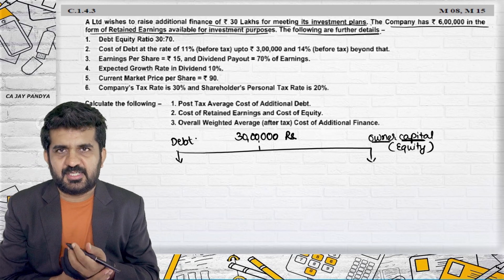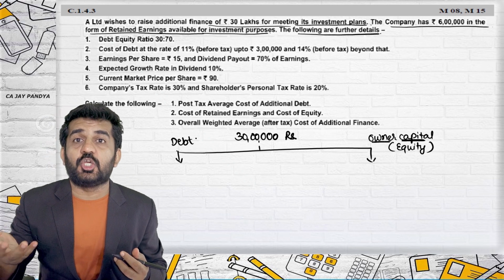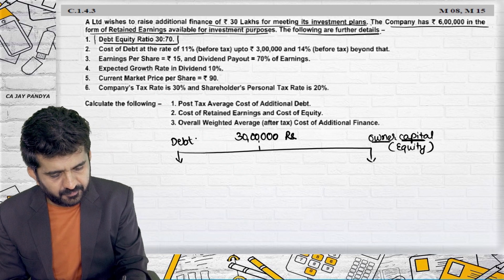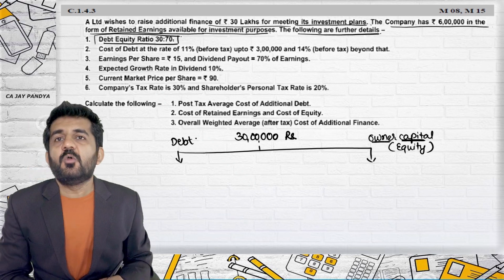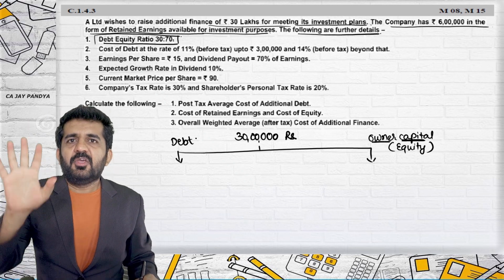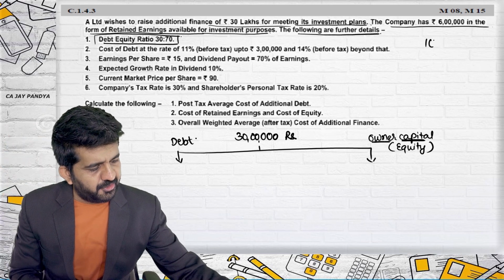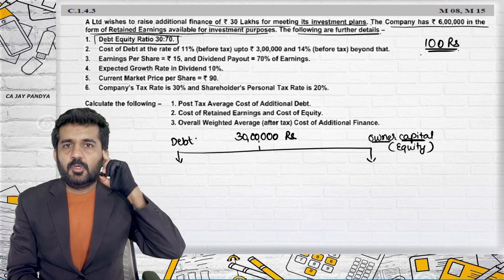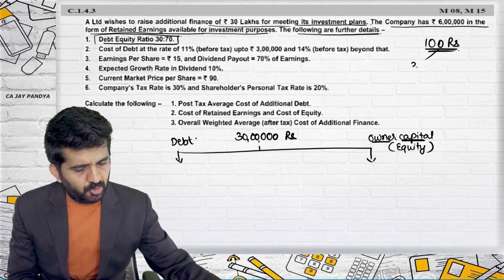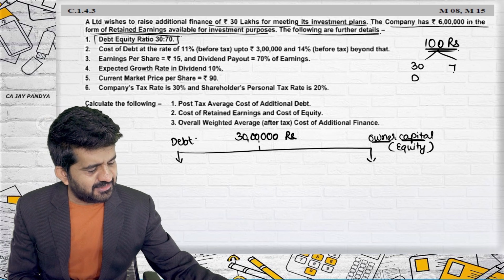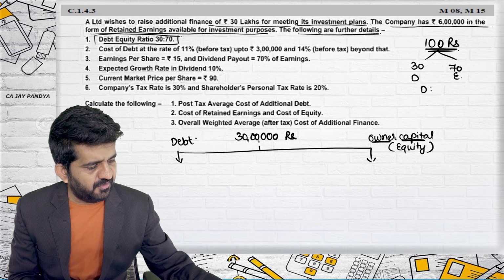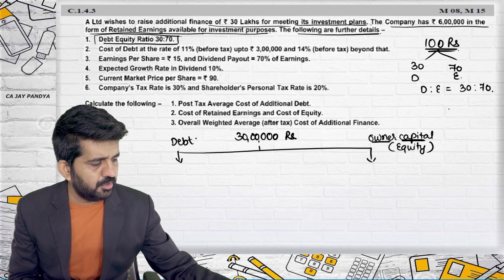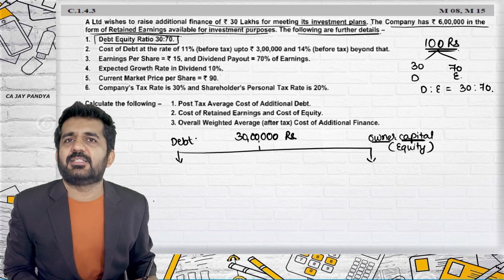Now try to understand one ratio, which is debt equity ratio. Very simple to understand. If the company has borrowed 100 rupees, they have borrowed 30 from debt and 70 from equity if the debt equity ratio is 30:70. That's it. That's correct.